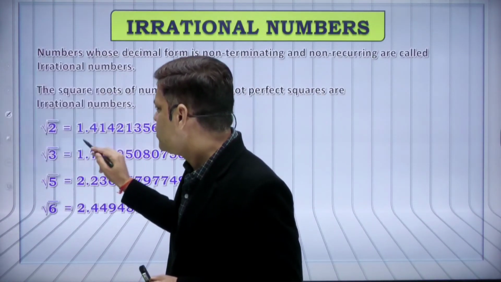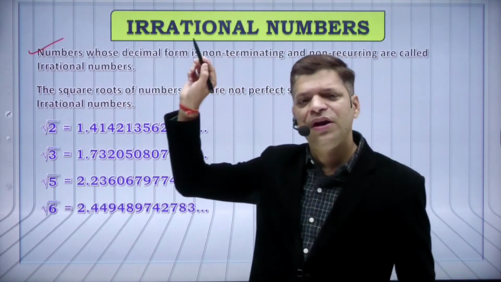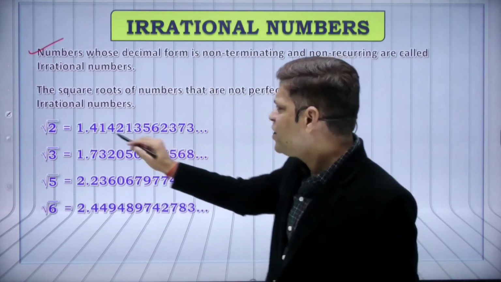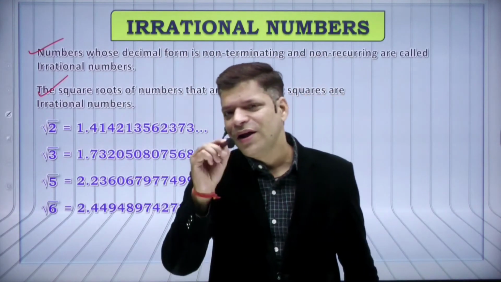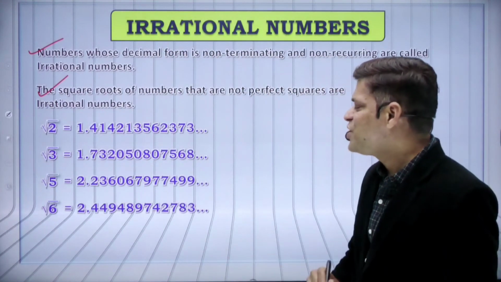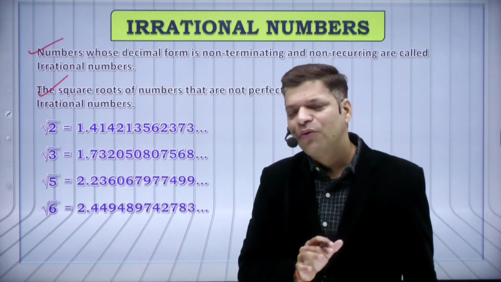One: numbers whose decimal form is non-terminating and non-recurring. And the second: the square roots of numbers which are not perfect squares are called irrational numbers. So I think here you also understand about irrational numbers.